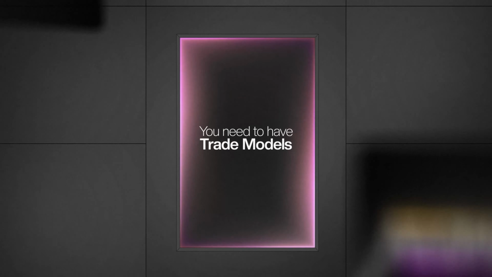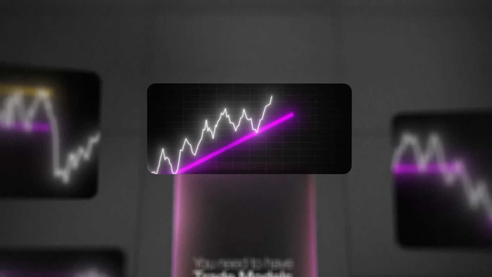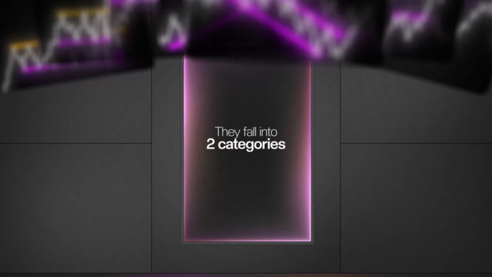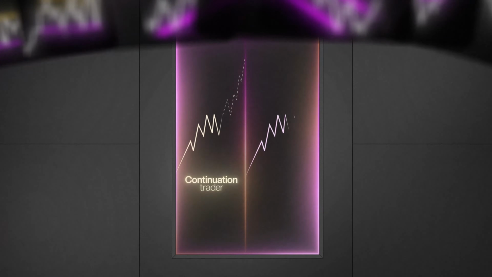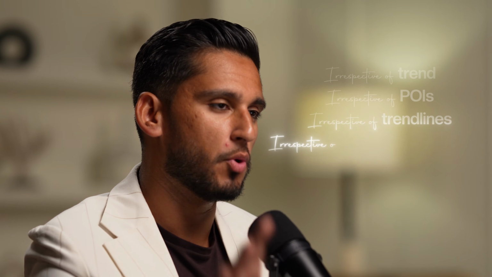To really find success in trading, you need to have trade models. And for trade models, there can be literally hundreds, if not thousands, of types that traders utilize successfully. But if we were to condense down all of them, they'll all fall into just two categories. Either you are a continuation trader or you are a reversal trader, irrespective of trend, irrespective of point of interest, irrespective of trend lines, support and resistance, and irrespective of smart money concepts.